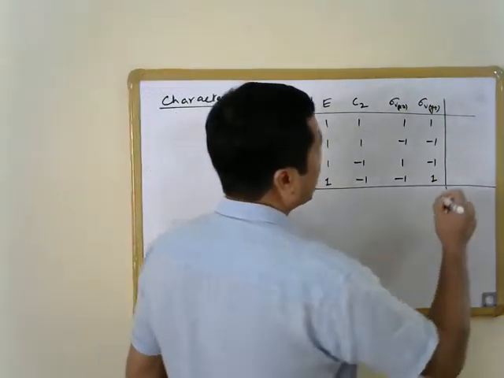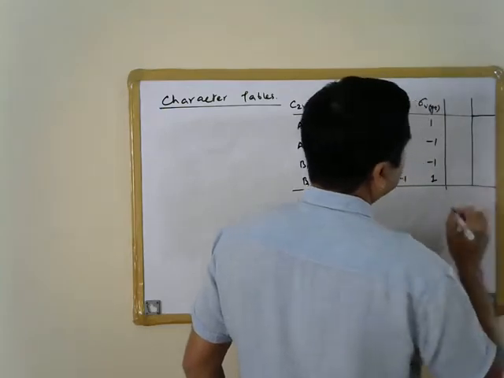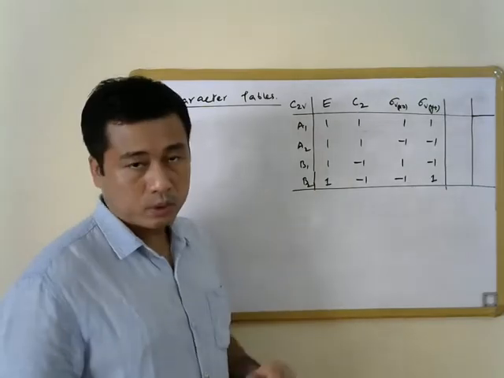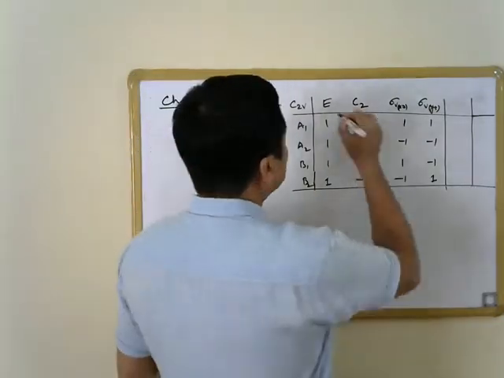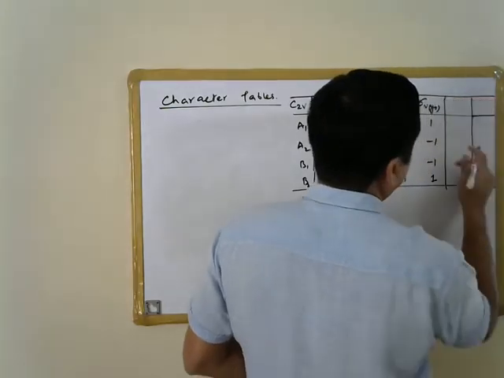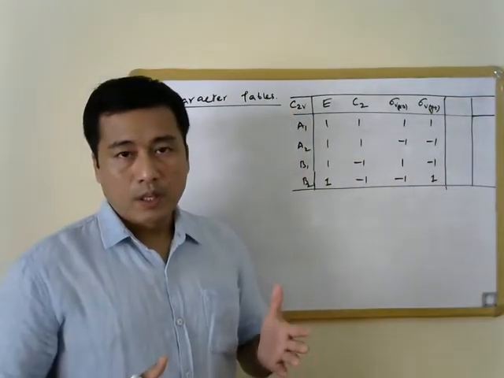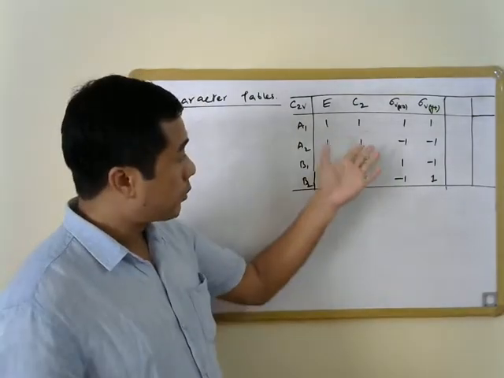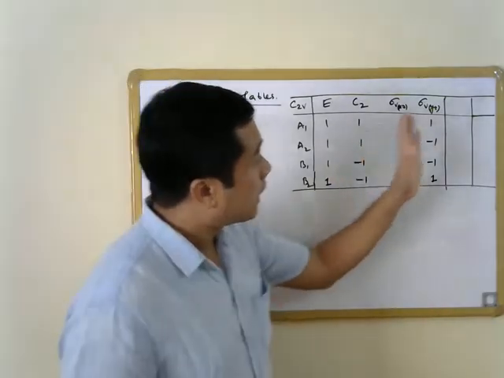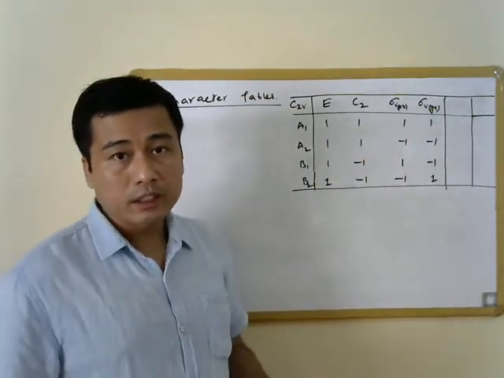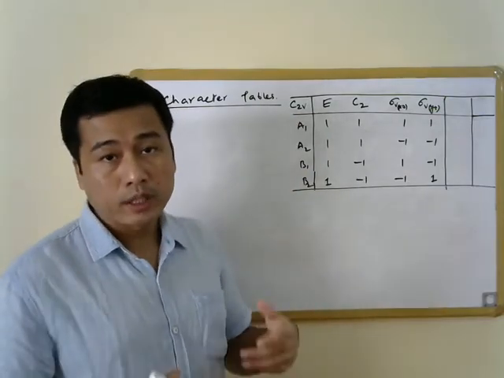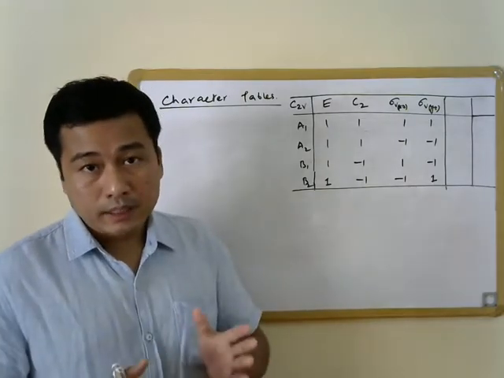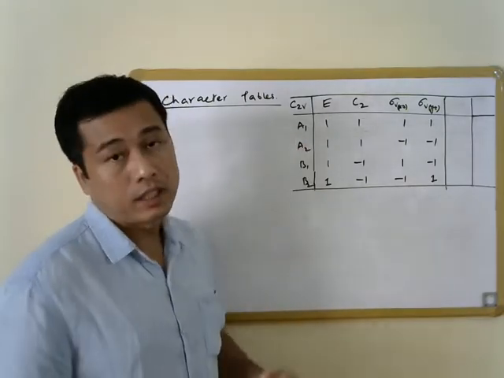Now, if you look at the character tables for different point groups in any of the textbooks, you will see there are two more sections. In one section, you write x, y, z, or Rx, Ry, and Rz against any particular irreducible representation, and in the last section you write quadratic functions like x squared, y squared, z squared, or xy, xz, yz, as well as x squared minus y squared against different irreducible representations.